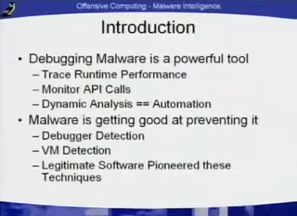So this talk is about debugging malware, and specifically tracing its runtime. We want to monitor API calls, and we want to get to the point where we can do dynamic analysis across a wide range of samples, because that provides us with automation for automatic analysis. But the point is that malware is getting really good at preventing it.